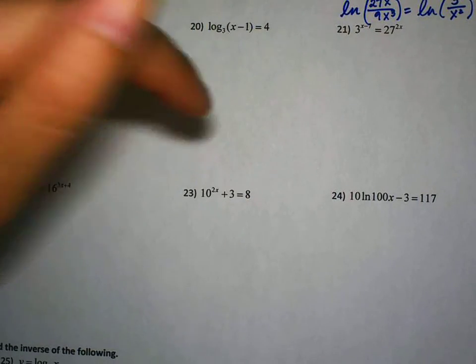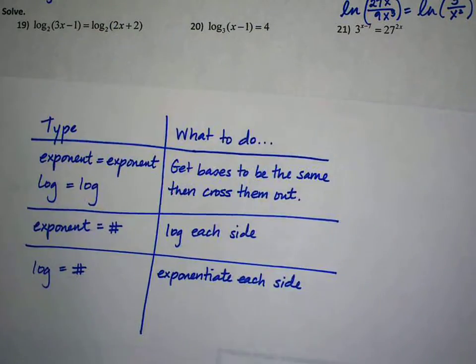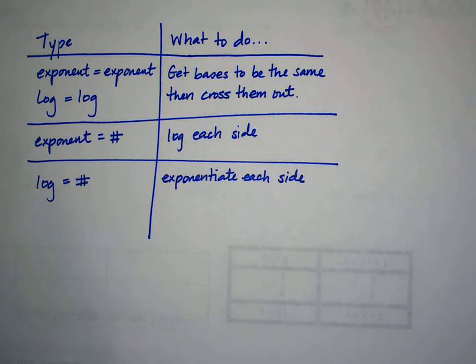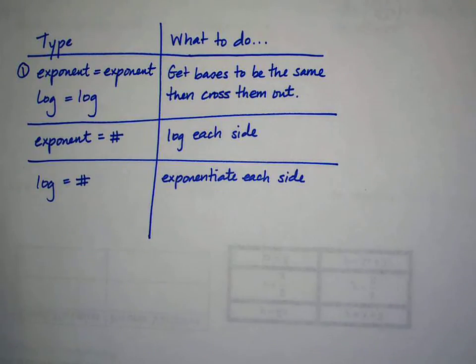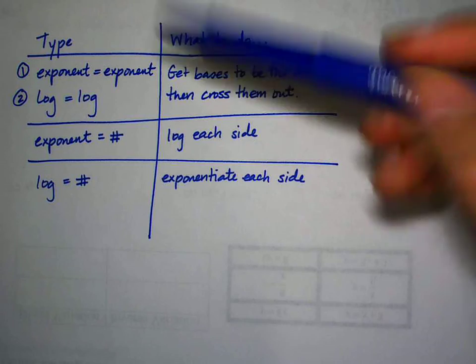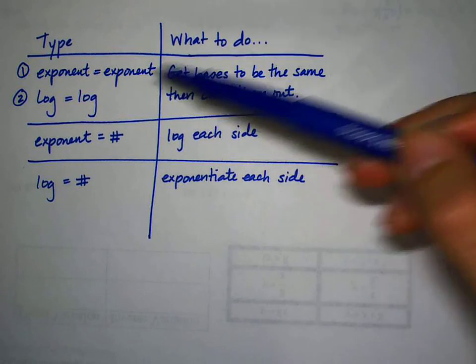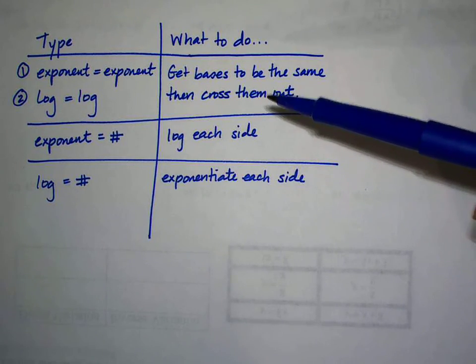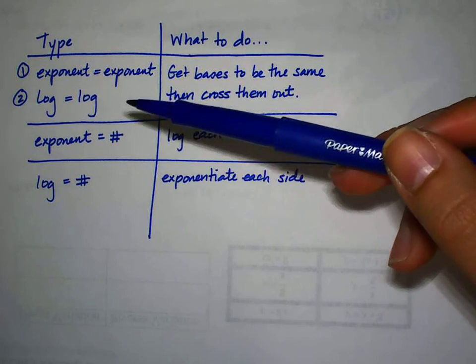So I wanted to take a look at this chart that we've had on the board for a while. This is something that you want to memorize and then also write down on your paper once you get your test. Okay, so these are the 4 types of questions you're going to have. You might have on one side an exponent and on the other side an exponent, or you might have a log on one side as well as the other. If either of these comes up, what you want to do is get the bases to be the same, and then you can just cross them out and focus on either the exponents or the arguments in the log.